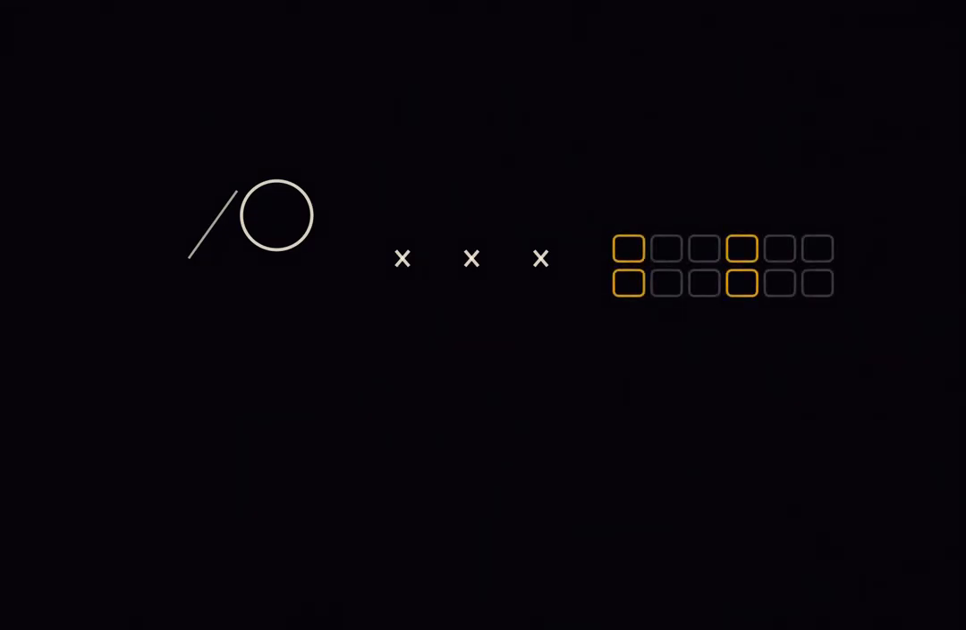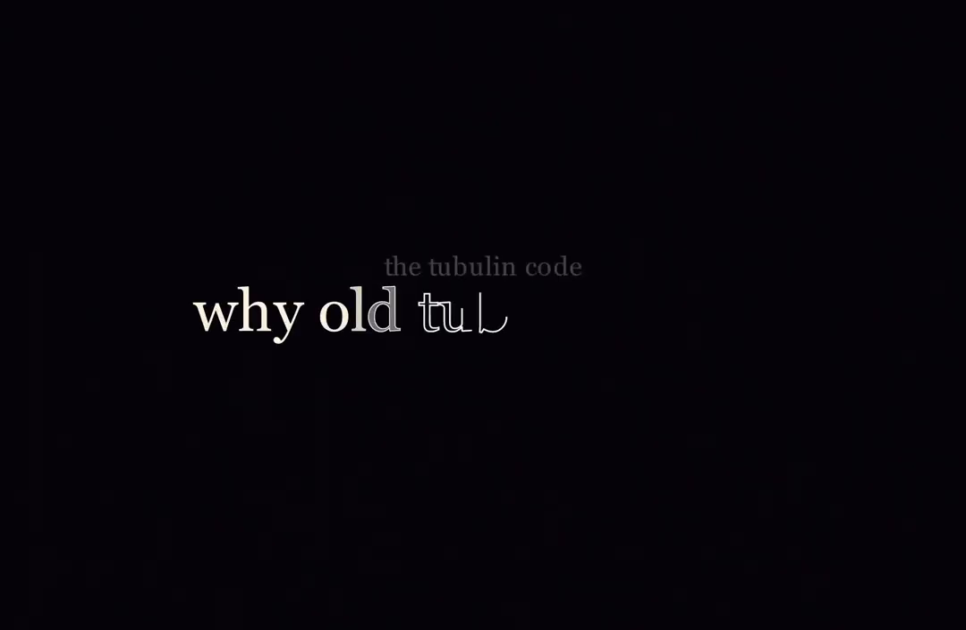And roughly a third of the brain's tubulin carries the locked mark, a mass permanence at the center of the organ, whose meaning remains, honestly, an open file. The Tubulin Code. Why Old Tubes Survive.